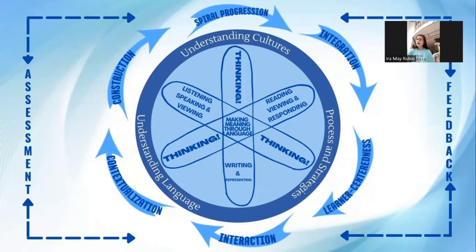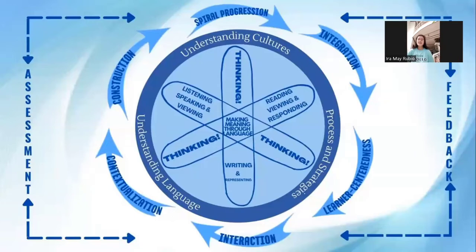Under spiral progression, we have three major applications. The first one is understanding culture. When children grow up in different communities, the content changes because they came from different places. The second one is integration using reading, viewing, and responding. The students must be multilateral because if you are teaching English, we must apply it in different subjects.